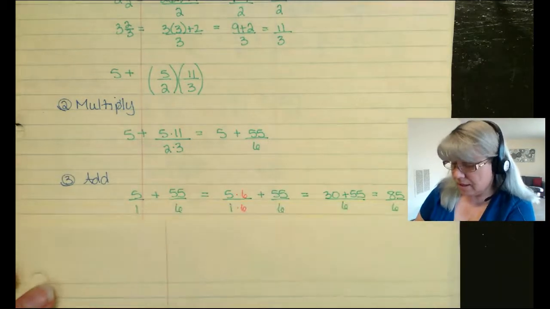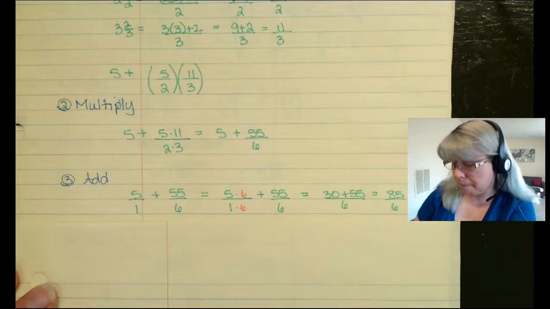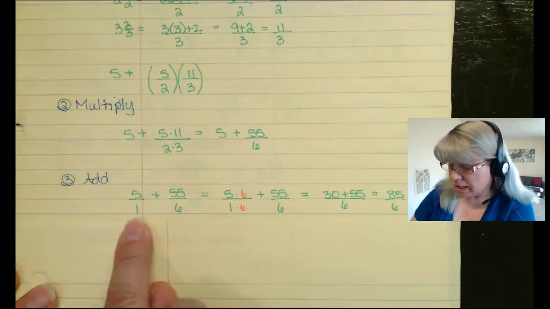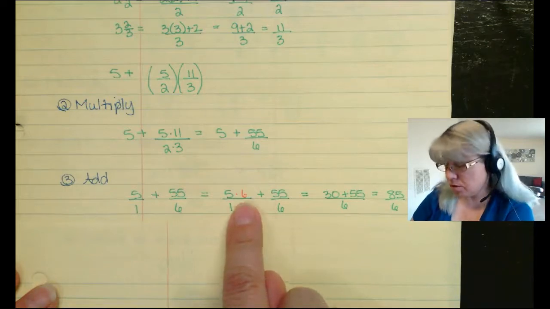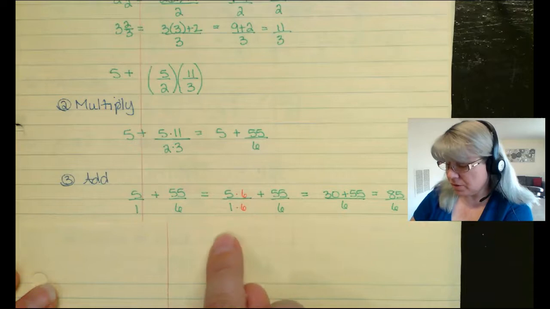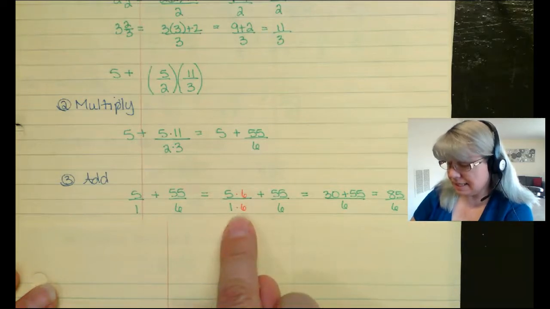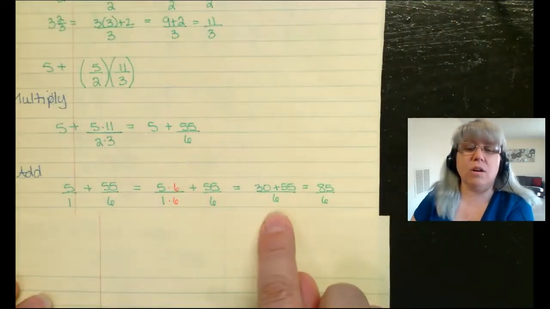Now we can add, but to add fractions we need to find the same denominator. I can force a 1 to look like a 6 by multiplying it by 6, but what I do to the denominator I must do to the numerator. So 5 times 6 is going to be 30, and 1 times 6 is 6. Now I can do the addition. 30 plus 55 all over 6.